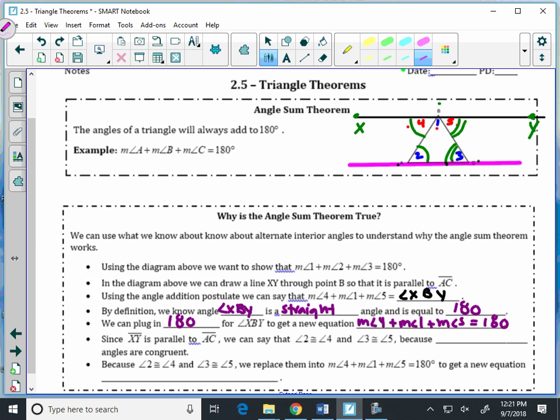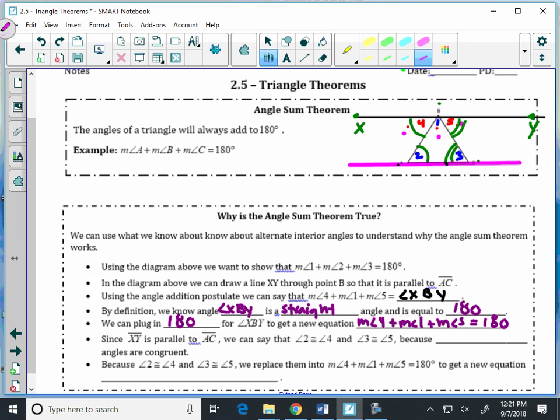So, these are alternate interior angles. These are alternate interior angles, so we can say they're the same. Well, if 4 plus 1 plus 5 add to 180, and 2 is the same thing as 4, and 3 is the same thing as 5, aren't 1, 2, and 3 also going to add to 180 degrees?